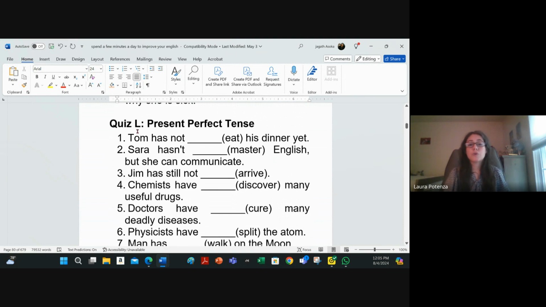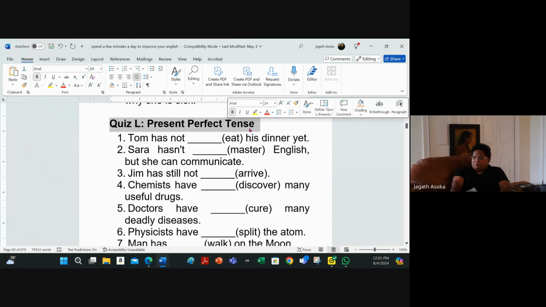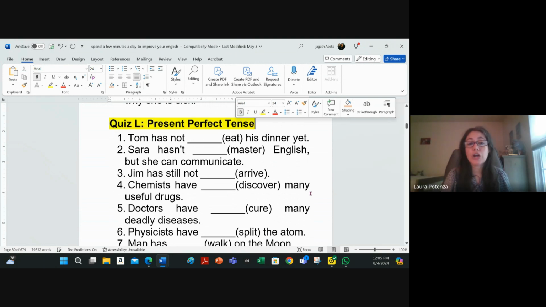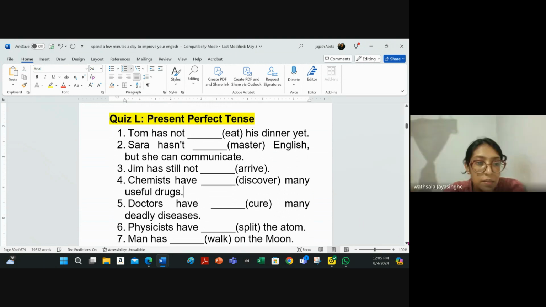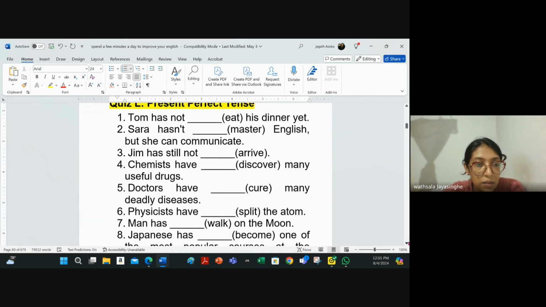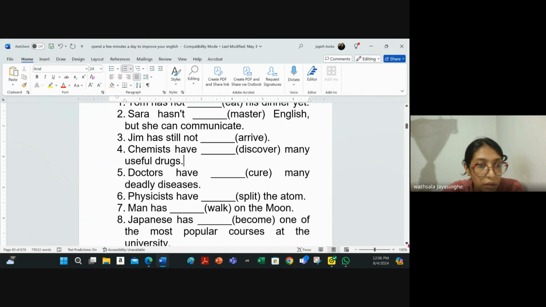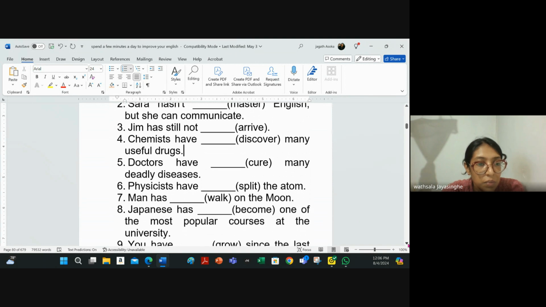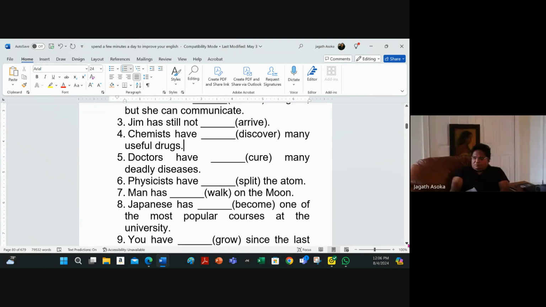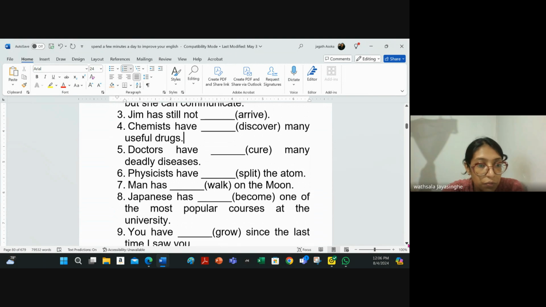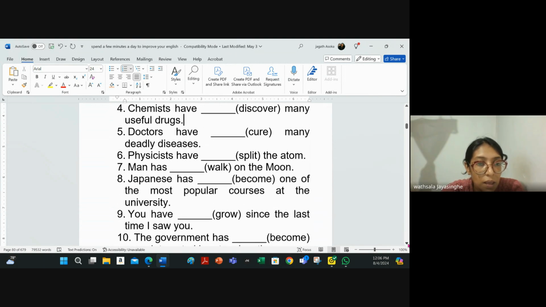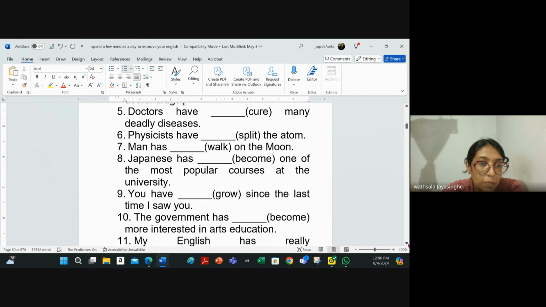So now here is the quiz for present perfect tense. Watsla, you can start. Tom has not eaten his dinner yet. Sarah hasn't mastered English, but she can communicate. Tim has still not arrived. Chemists have discovered many useful drugs. Doctors have cured many deadly diseases.